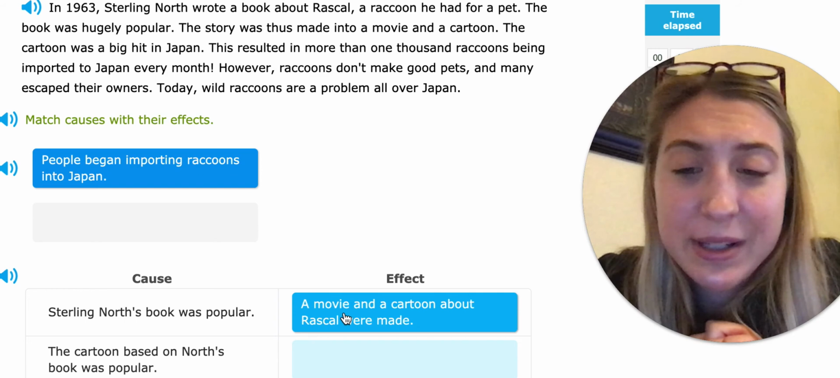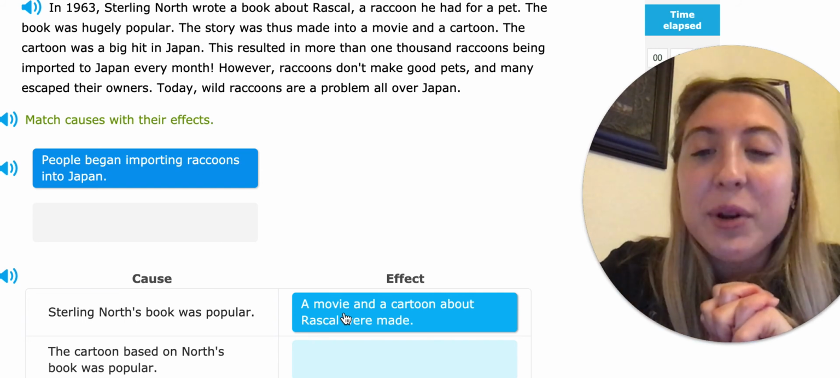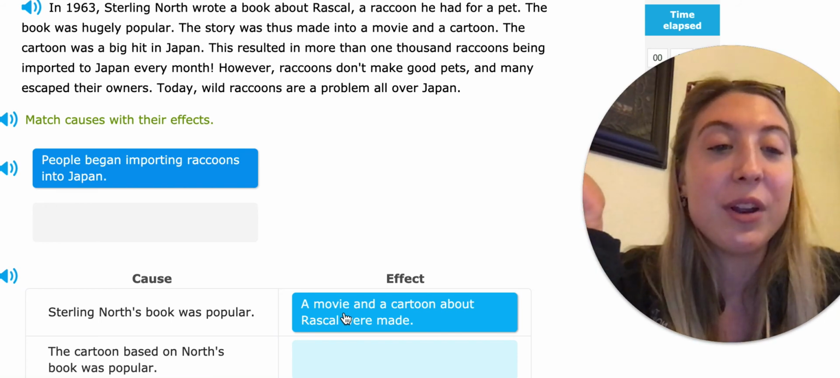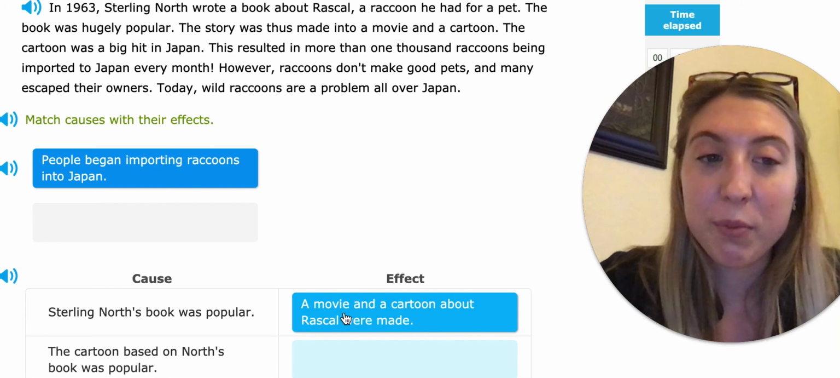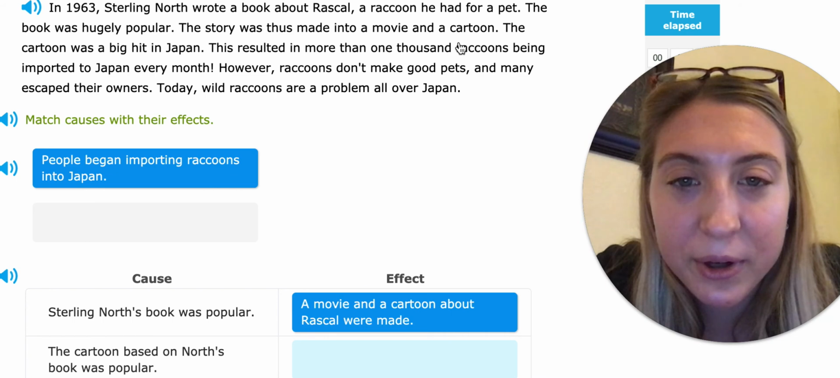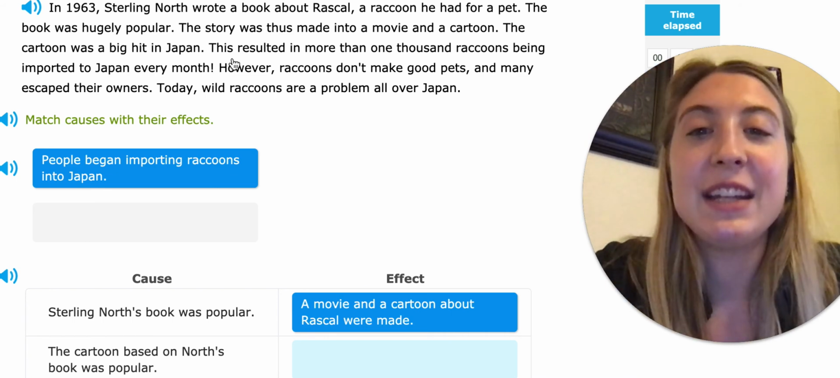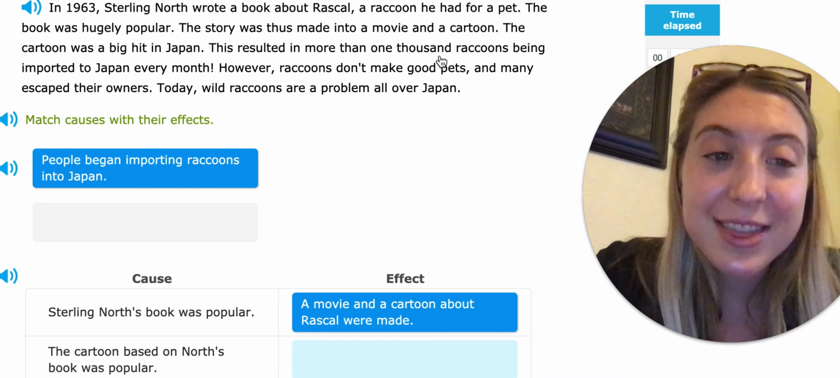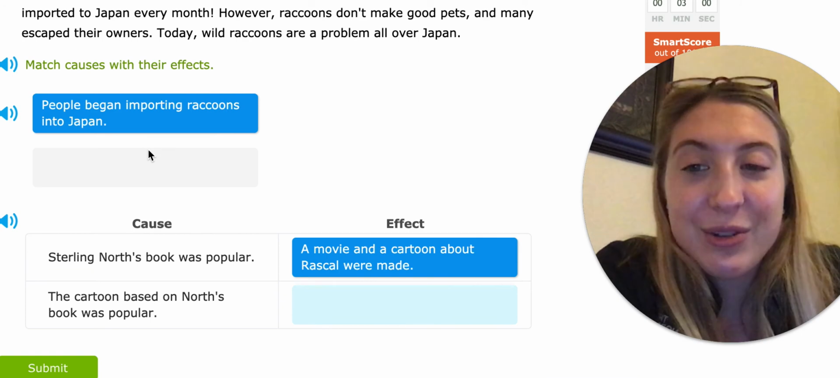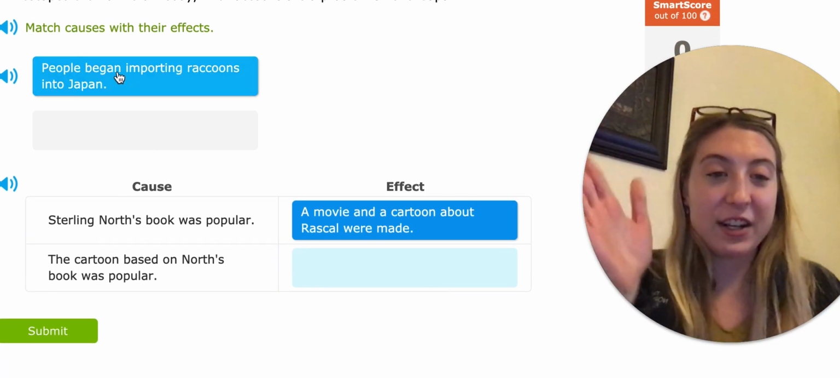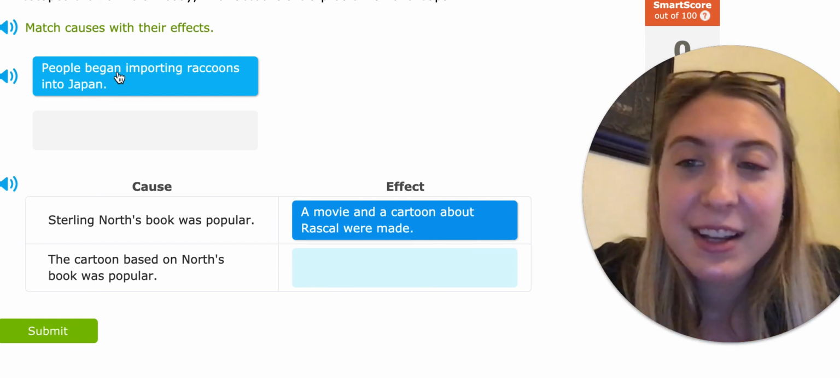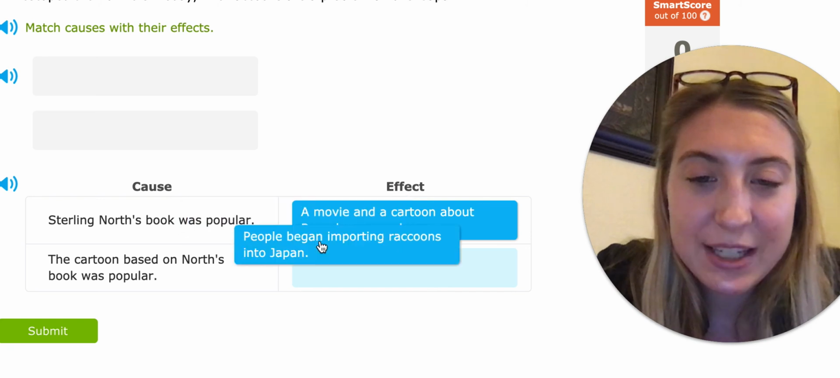All right, so the cartoon based on North's book was popular. After they made it into a cartoon, that started getting really popular. So the book was popular and the cartoon was popular. And because the cartoon was a big hit, this resulted in more than 1,000 raccoons being imported to Japan every month. So there it is right there. The cause and the effects are going to be right next to each other in our text. So I'm going to drag this one down here.